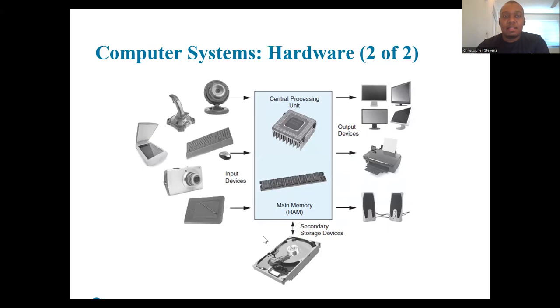So let's take a look at how data flows. Data flows in a computer from input devices to processing devices such as the CPU and main memory, or RAM, and then to output devices or secondary storage devices.